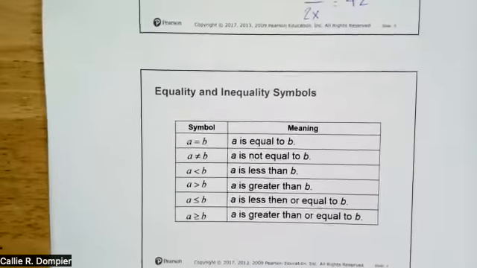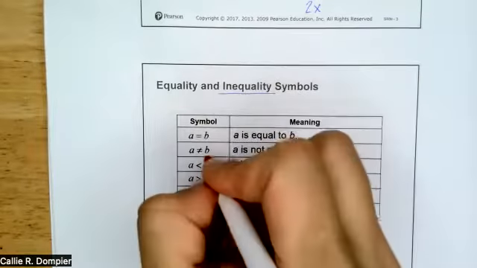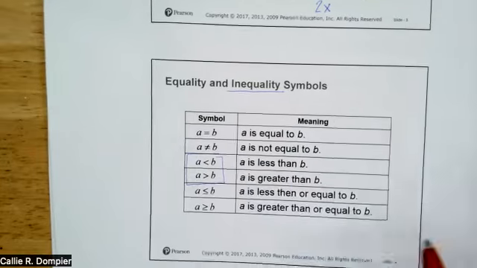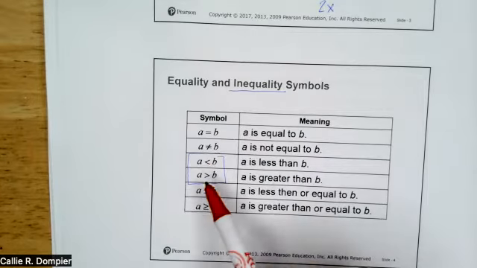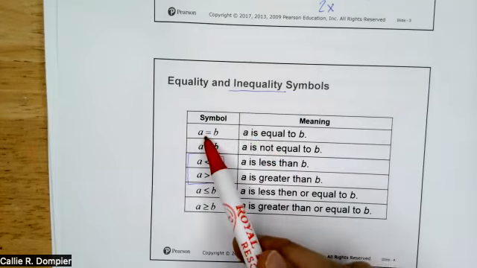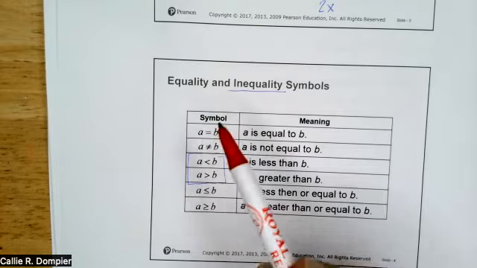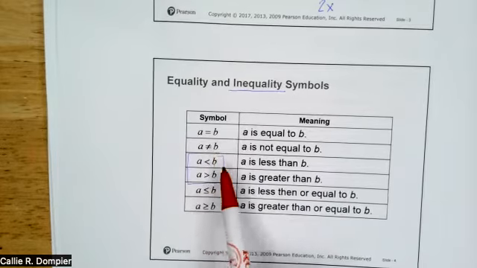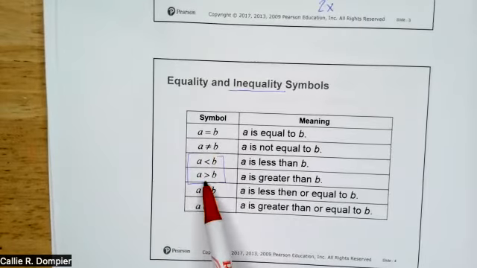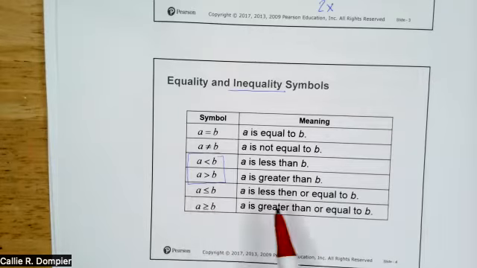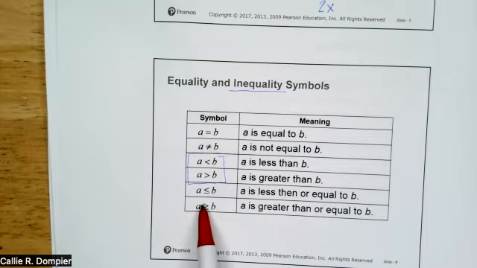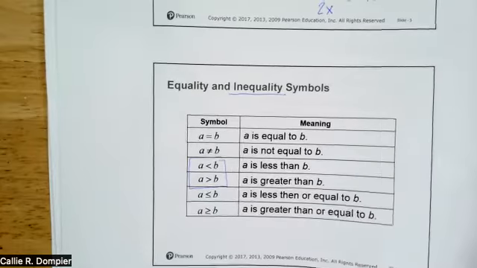Here are some equality and inequality symbols. Inequality just means they are not equal to, right? They are less than and greater than. So this symbol means A is equal to B. This one just says A is not equal to B. That's all we know. A is less than B. A is more than B, or greater than B. A is less than or equal to B because it has the less than symbol and half an equal sign. A is greater than or equal to B because it has the greater than sign and half the equal sign. Again, interrupt me if you have any questions at all.